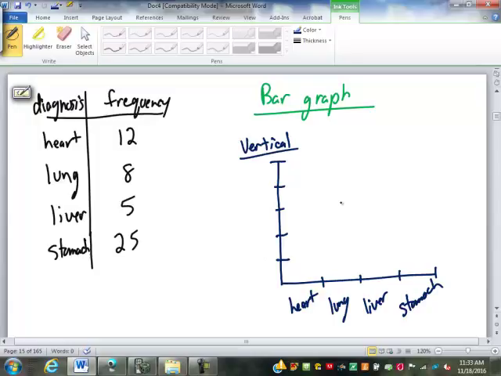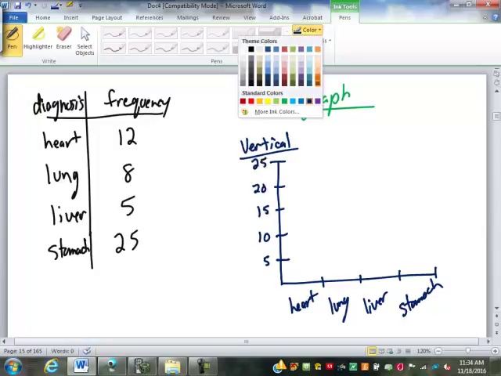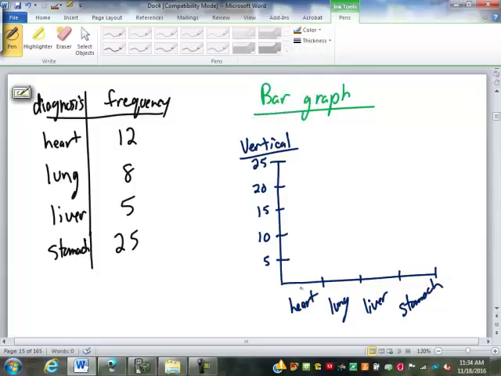So I'm going to label it. I don't have to label it by ones, because that would crowd my graph. I'm going to label this just by 5. So 5, 10, 15, 20, 25. So now I'm going to put my bars on the graph. Heart is 12, so that's going to be somewhere right in here. Lung is 8, so that'll be somewhere in here. Liver is 5, so that's right here. Stomach is 25, so that's all the way up here.